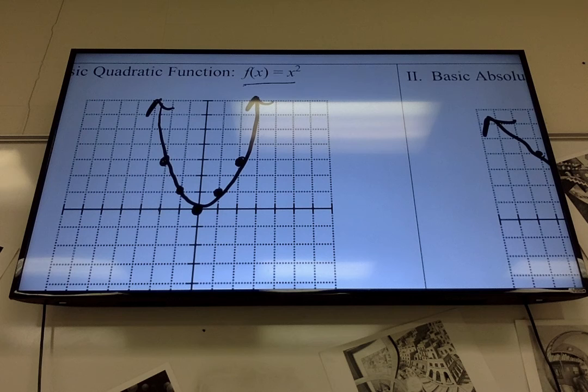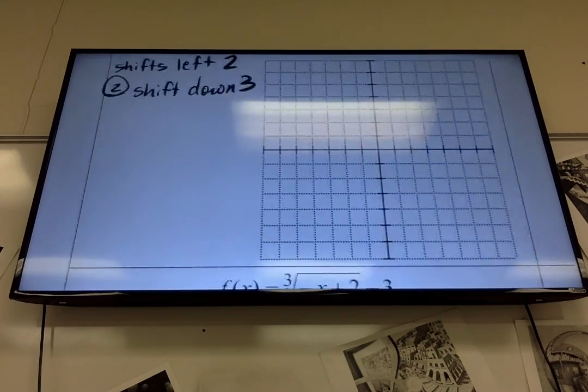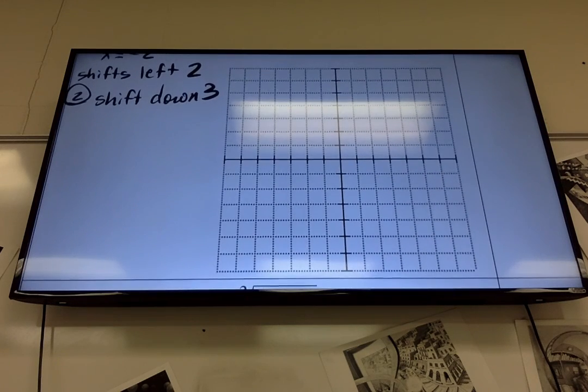Okay, so you could go with this quadratic that I have right here, and with each of those points, we can shift it left 2 and down 3. Normally it would be at 0, 0. I'm just going to put these points here. This is what the original is.